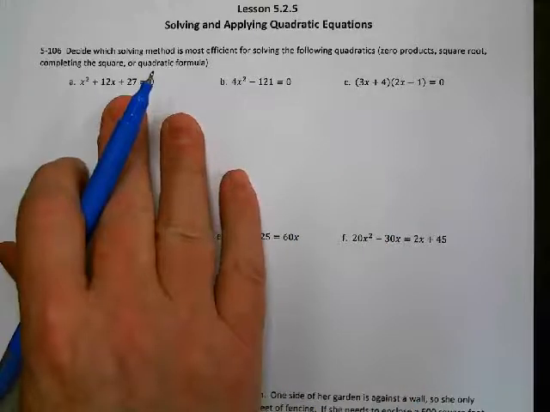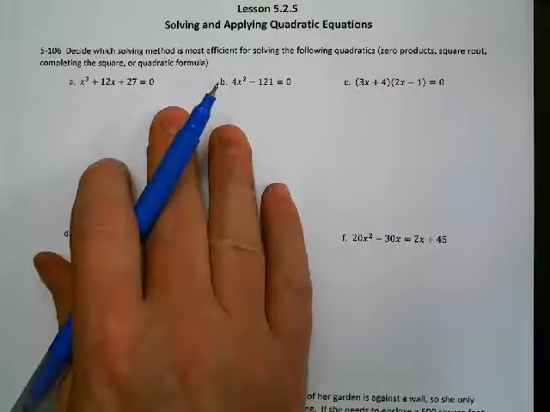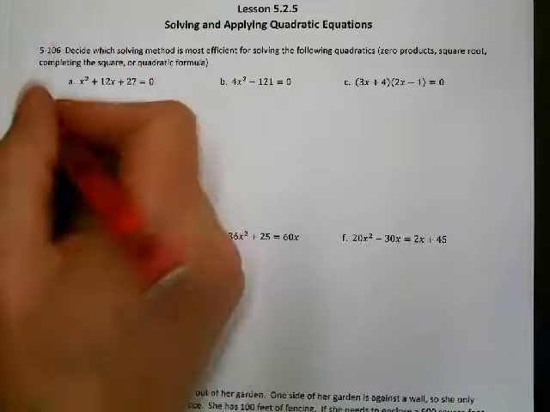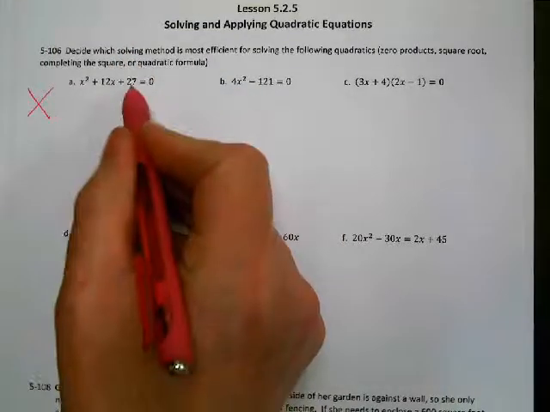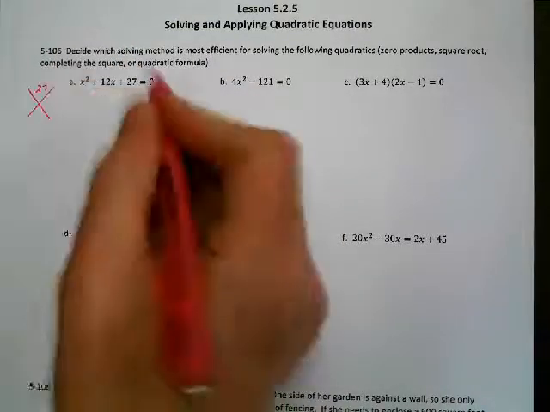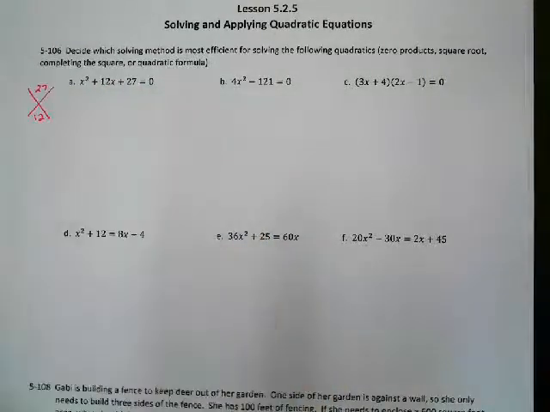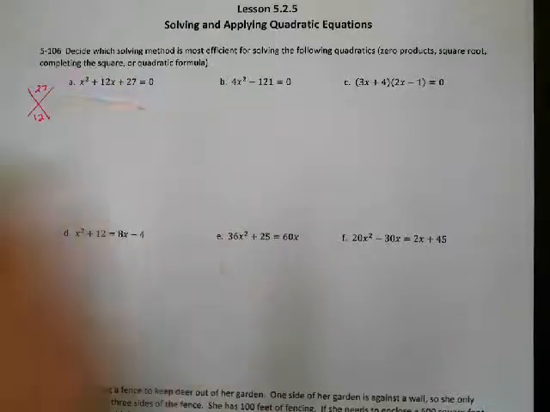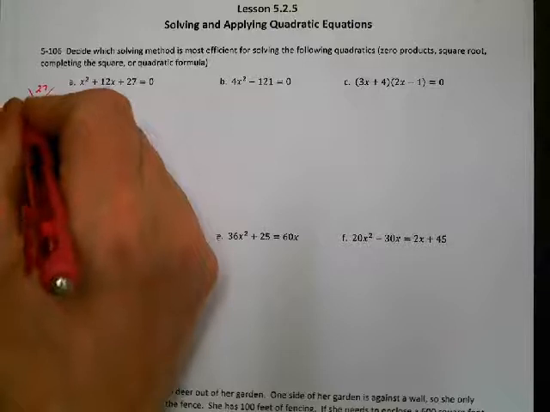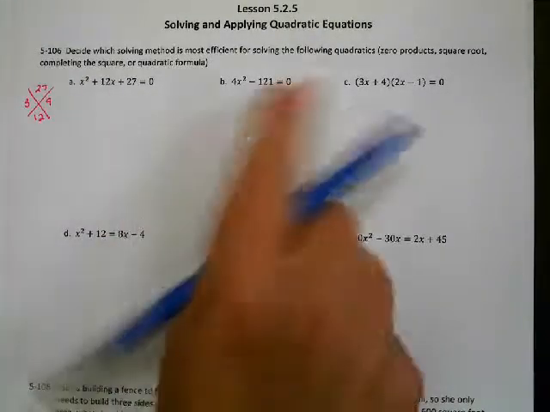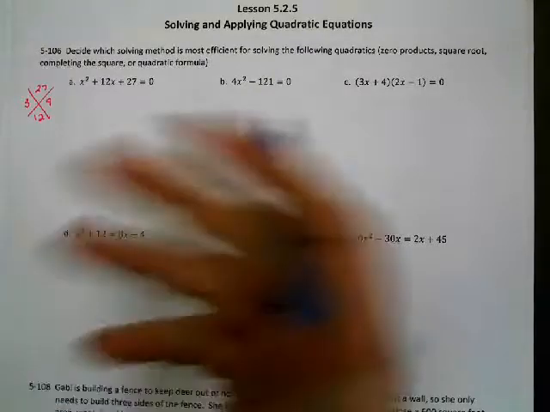So when I come across a problem, the first thing I ask myself is, can I factor it? Because if I can factor it, that's probably the fastest way to do it. So I ask myself, is there a way to factor this one? Let's see. Does anything multiply to give me 27 but add to give me 12? So 27 could be 1 times 27 or 3 times 9, and 3 times 9 does add up to give me 12. So the fastest way to do this one is using the zero products property because it factors.